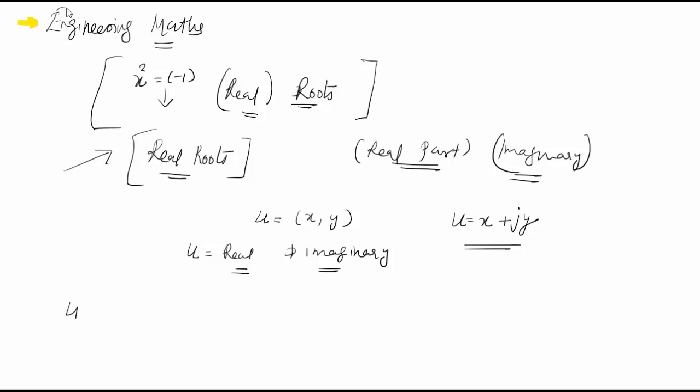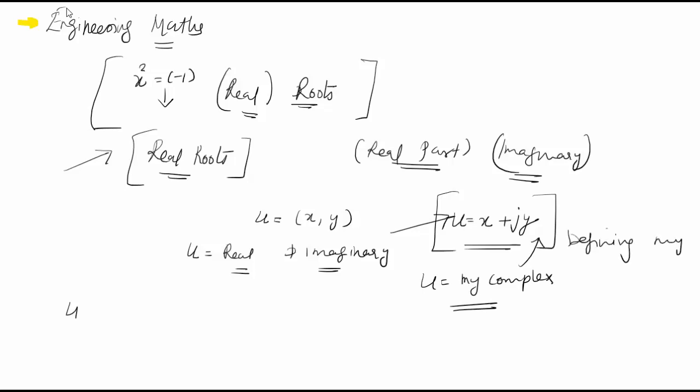So if you have a complex number, it's possible to define u as my complex number, and this is how I am defining my complex number. So this is the definition of the complex number: u is equal to x plus jy.